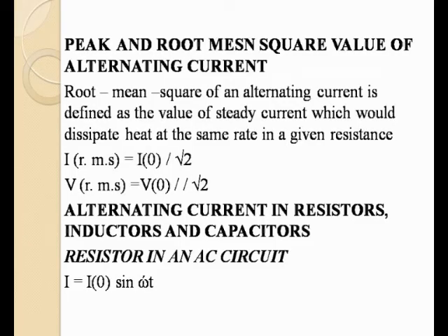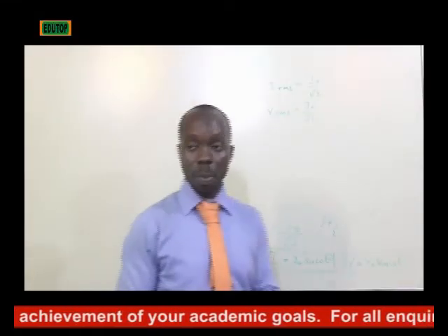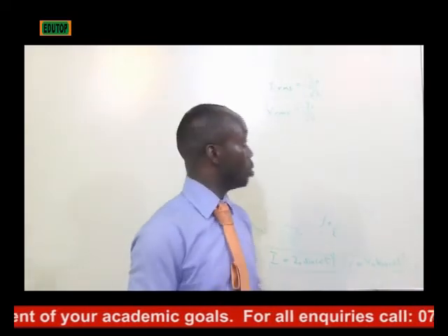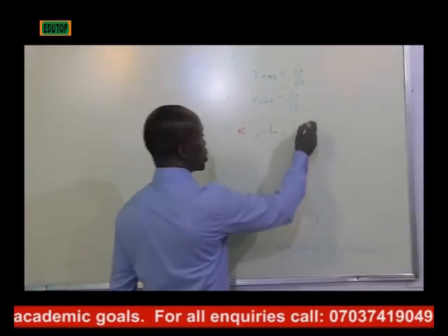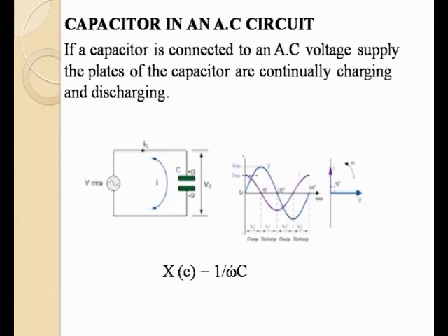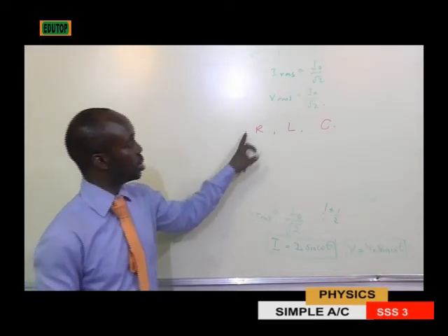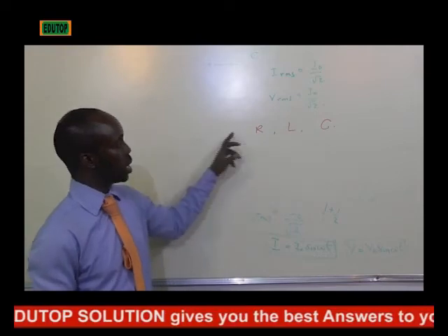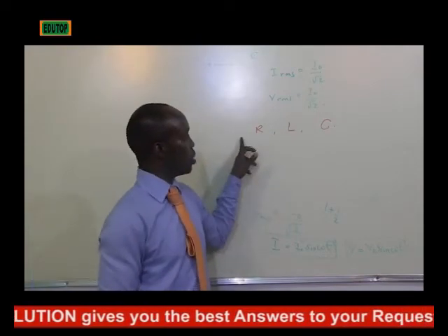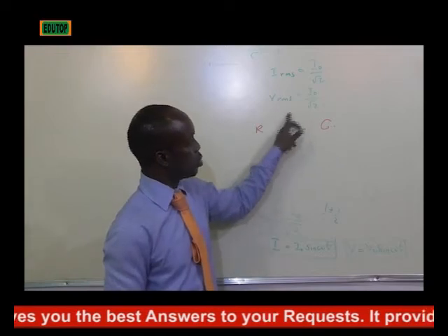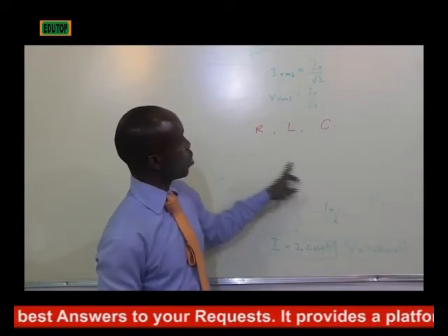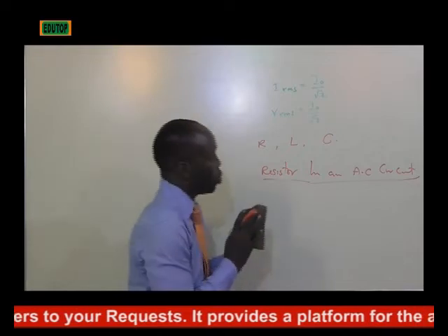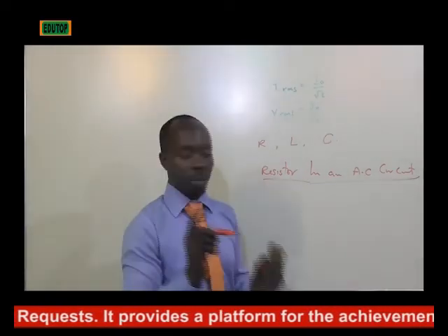So from there now, alternating current in resistors, inductors and capacitors. We'll be looking at the number one parameter that is being used. We have your resistor, we have the inductor, and we have the capacitor. Now, if these three parameters are being considered, there are times that you need to relate two of them against each other. You can relate your resistor and inductor, you can relate your inductor and capacitor, you can relate your resistor and capacitor.